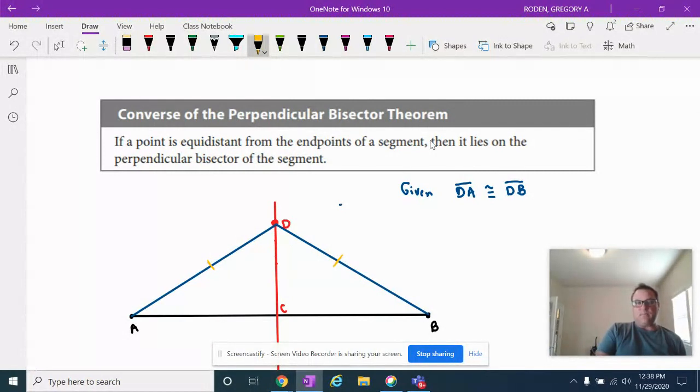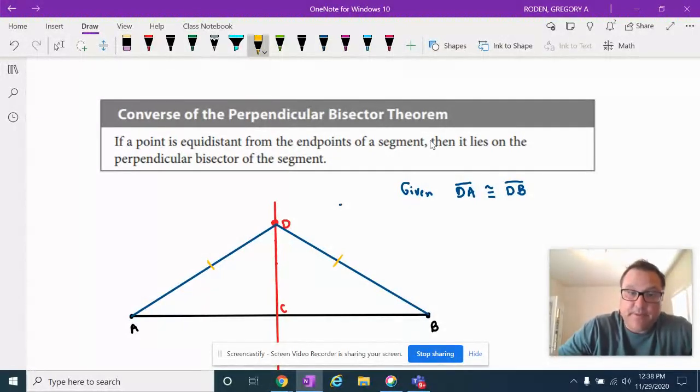Now, if we know that these two are equal to each other, then we know that D must be on the perpendicular bisector of this segment AB. So this is what we're given. Now, what do we get? We get a lot. We get the reverse of last time. What do we get from the theorem?